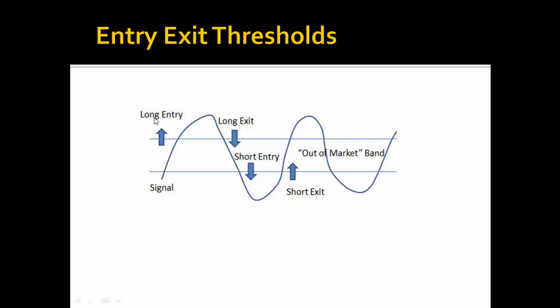So in this case, we've introduced the ability to separately set long entry, long exit, short entry, and short exit thresholds to be different values. So as the signal rises up through a long entry threshold, then that would indicate a long position might be considered. And as it goes down through a long exit threshold, then exiting that long position would be considered and perhaps going out of market.